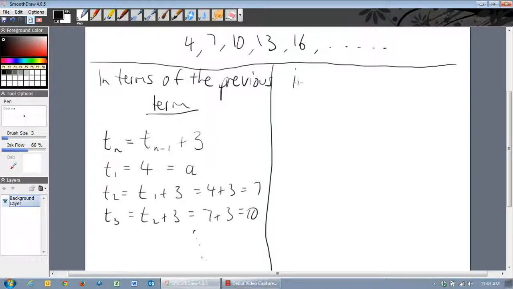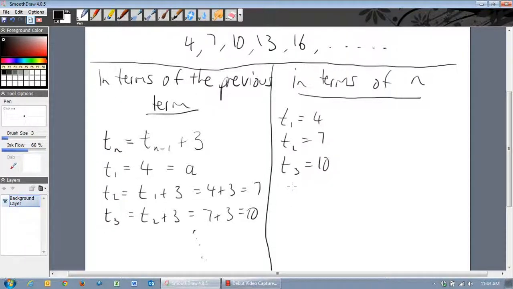The second one is to define it in terms of n. And this is much more powerful. Let's have a look at this. So what we've got: T1 is equal to 4, term 2 is equal to 7, term 3 is equal to 10, term 4 is equal to 13. Can we write a rule where Tn is equal to something? Okay, is there a relationship between the n, in other words that number there, and that number there? What's the relationship between this number and this number? And this is what we're looking for.